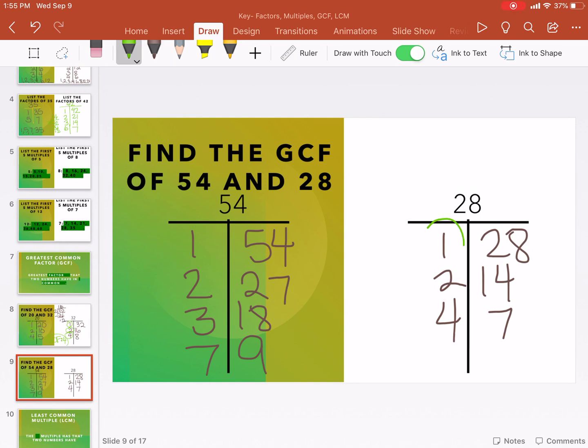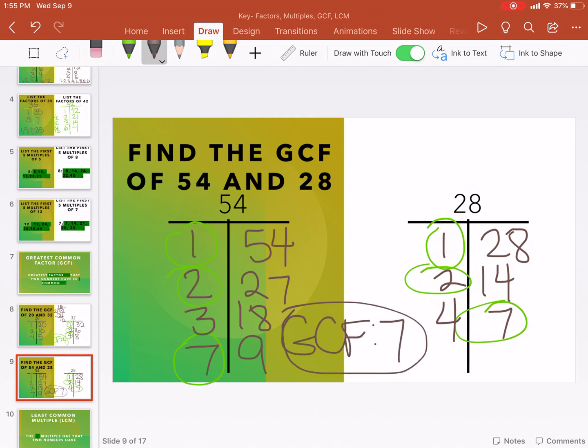Okay, let's circle the ones they have in common. 1, 2, 7. See how 7s are on either side? That's okay. So the GCF is 7.